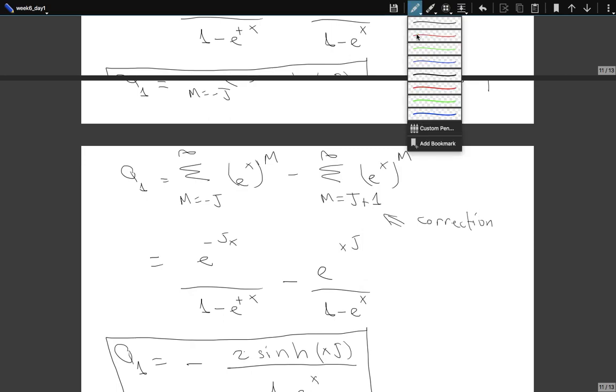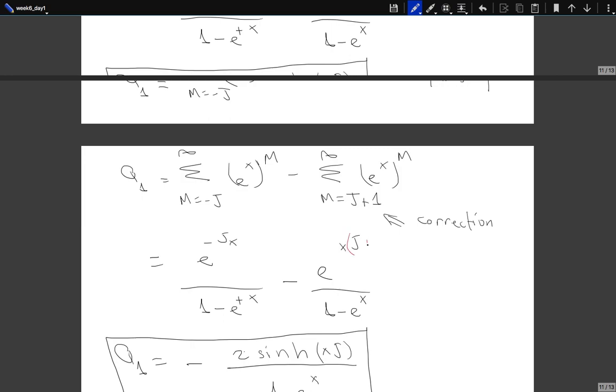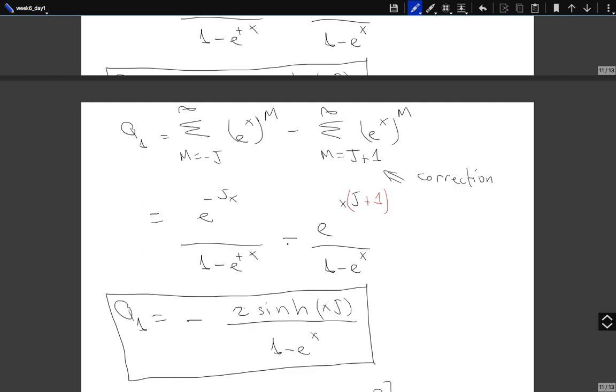So let me use a different color. So this is j plus 1 over here. Well, here, what I can do is I can write this as, let's see, let me just factor out e to the power x over 2. What will remain will be e to the power minus (j plus 1 over 2) of x minus e to the power (j plus 1 over 2) of x, divided by 1 minus e to the power x.